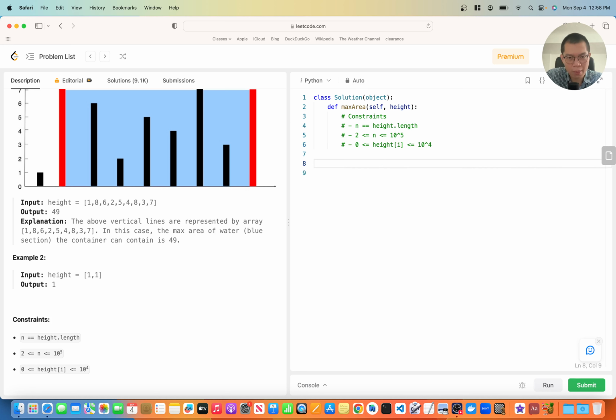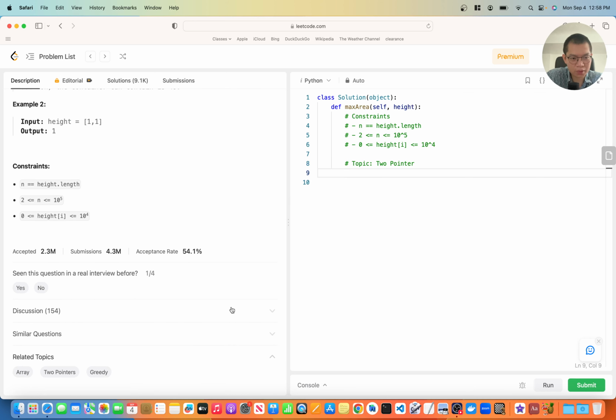So let's identify the topic. I know what this topic is. This is a two-pointer problem. Let's take a look at what it is, right? So this is an array, two pointers, greedy algorithm problem, right? So let's design the algorithm right now.